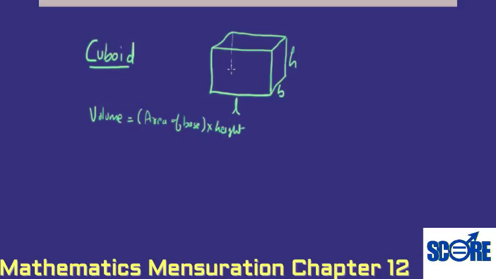As you see here, the base of the cuboid is nothing but a rectangle. This is the base of a cuboid, which is in the shape of a rectangle having length L and breadth B. So the area of the base is L into B and its height is h. So the volume of the cuboid is L into B into h. This is the formula for the volume of a cuboid.